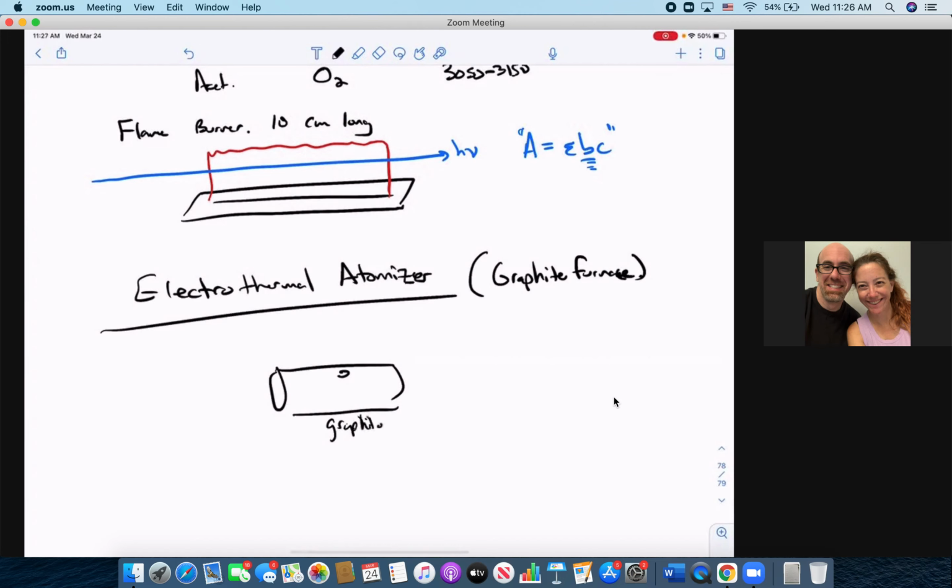Sorry, graphite tube. What do y'all know about graphite in general? It does turn into diamonds. What's it made out of? Carbon, right? Sheets of carbon that are pi conjugated. So they conduct, correct? You can actually write circuits out with a pencil, right? And that's what we use. Yes, Rebecca. Graphite furnace, yep.